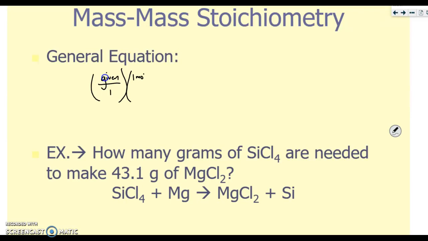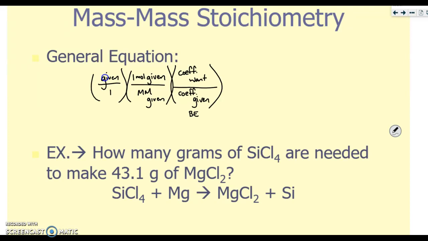Then it's 1 mole of the given over its molar mass. Then it's our balanced equation step, which will be the coefficient or moles of what you want over the coefficient or moles of the given. And finally, it's going to be the molar mass of what you want over 1 mole of what you want.